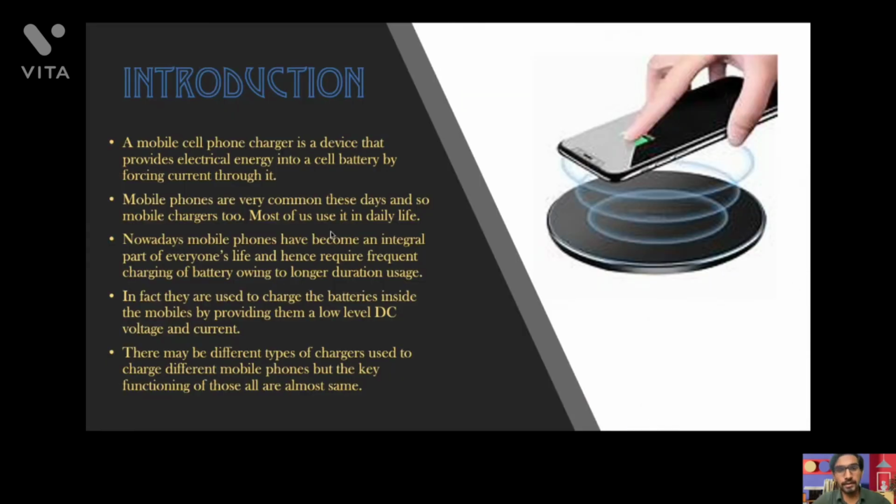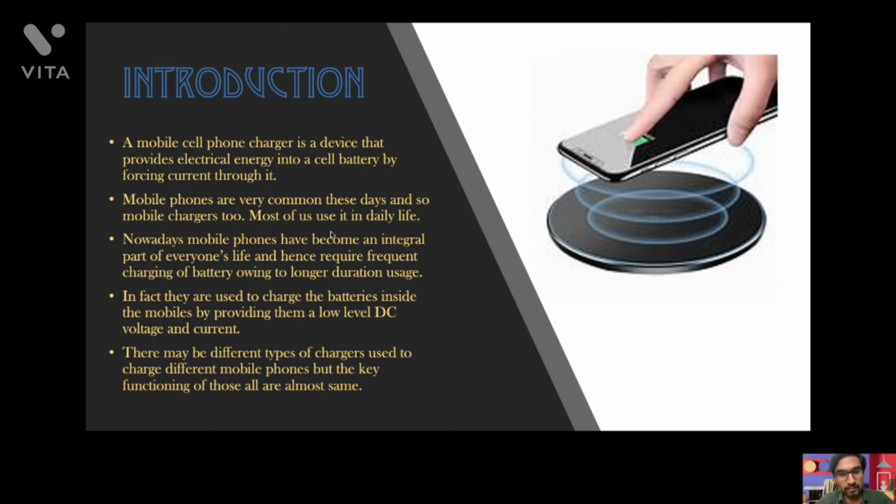So first, I would like to give a brief introduction of what a mobile phone charger is. Most of us already know what it is, but I would like to just explain it once. A mobile phone charger is a device that provides electrical energy to a cell battery by forcing current through it. Mobile phones are very common these days, and so are mobile phone chargers. Most of us use it in daily life.